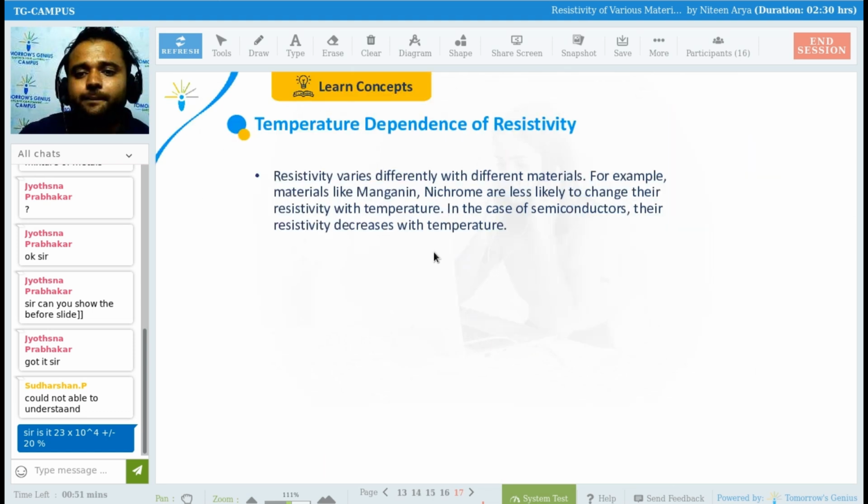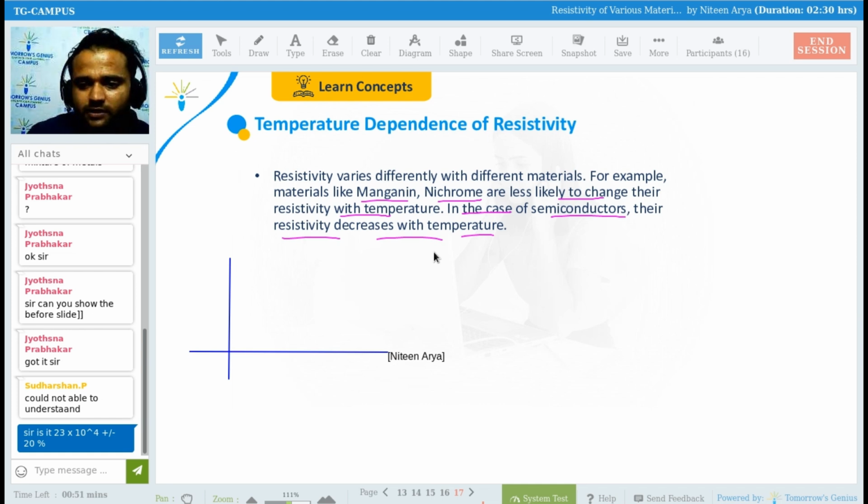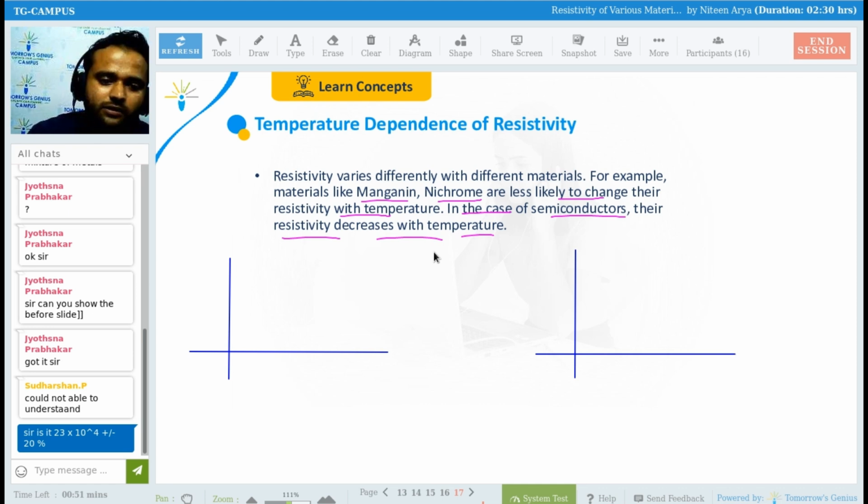Good. So this is the temperature dependence of resistivity. Resistivity varies differently with different materials. For example, materials like manganin and nichrome are less likely to change their resistivity with temperature. In the case of semiconductors, resistivity decreases with temperature. That's what I want to draw. This is your graph for a resistor, and that is your graph for a semiconductor. Just give me a minute.